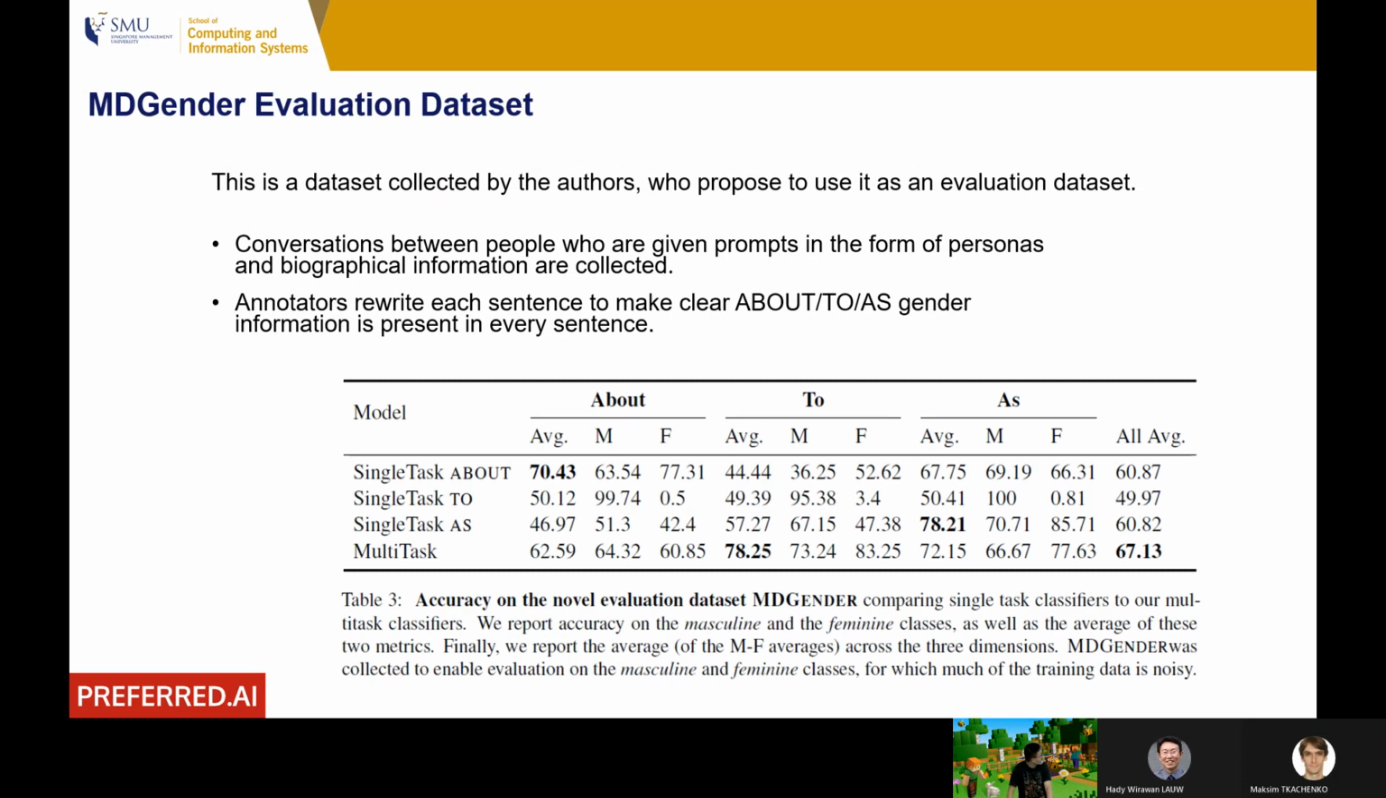And this is the accuracy on the evaluation data set for the different classifiers. For the average of all the dimensions, the multitask classifier performs the best.